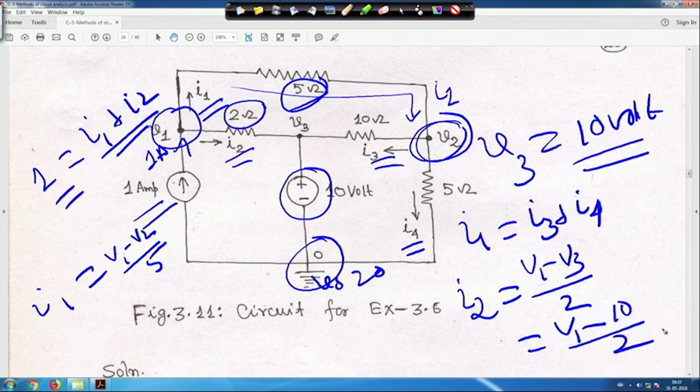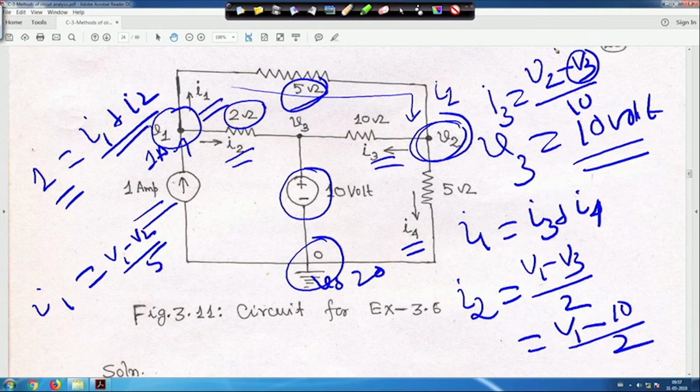So, I2 is equal to (V1 minus 10) upon 2. Then I3 is flowing from node 2 to node 3, so I3 is equal to (V2 minus V3) by 10. V3 is actually 10 volt, so it becomes (V2 minus 10) by 10. This will be your I3.